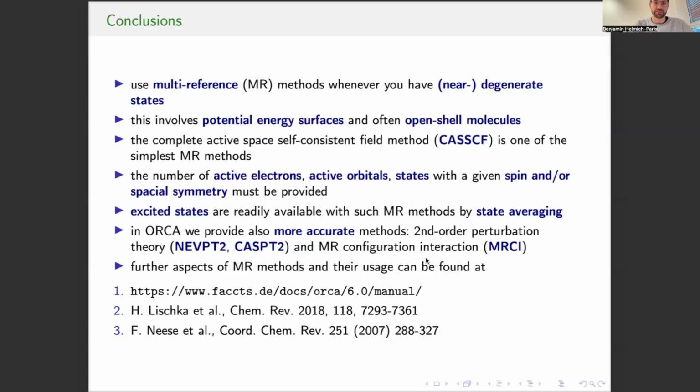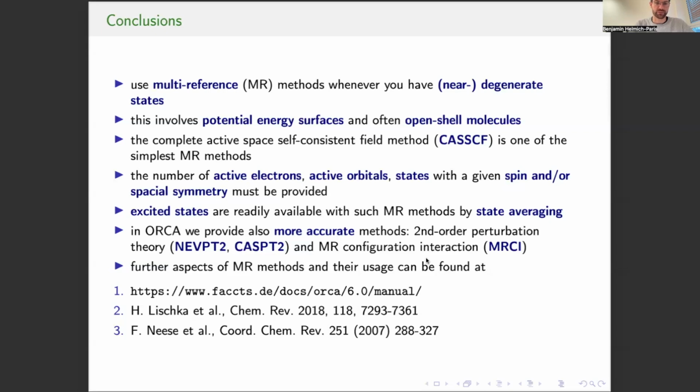The complete active space self-consistent field method is one of the simplest multi-reference methods. It is doing a full CI expansion with a small number of active electrons and active orbitals. The number of active electrons and the number of active orbitals you have to specify in the input. You also have to specify the number of states you would like to include and what their multiplicity is, and maybe even what their spatial symmetry is.